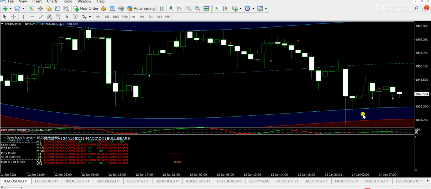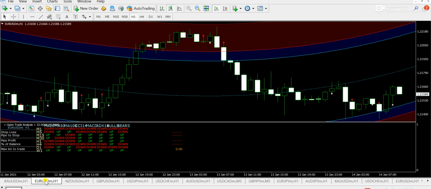Hammer and doji are the signs of trend reversal, whereas the shooting star means that if we reverse the hammer, the bearish body will be on the lower side and the pin will be on the top side, so it will become the shooting star.